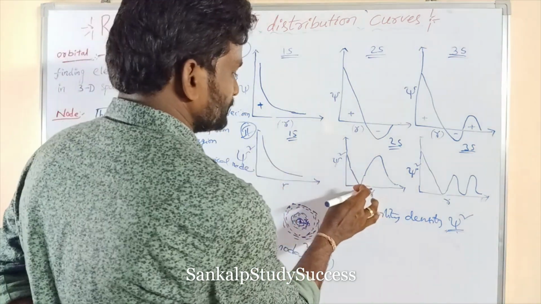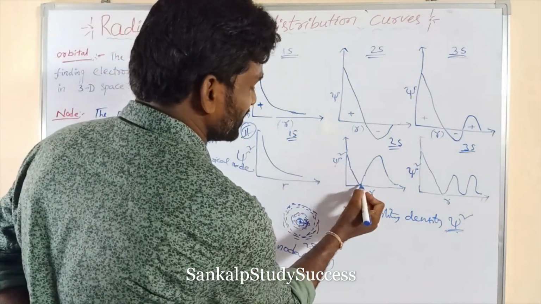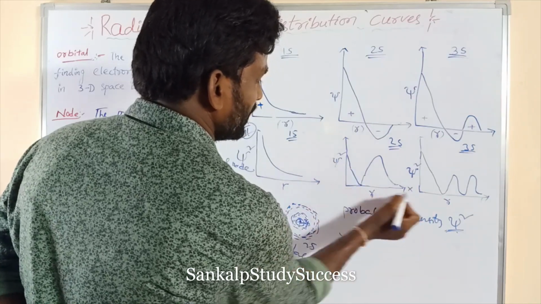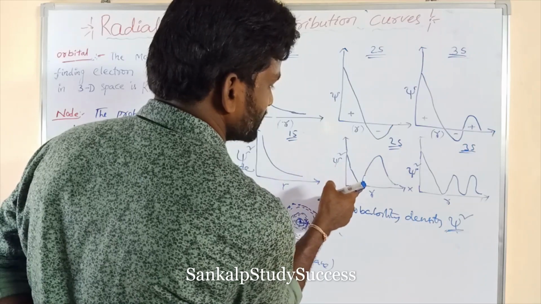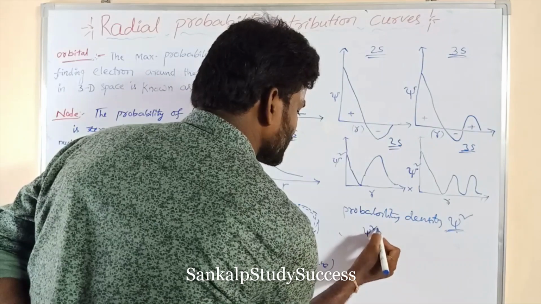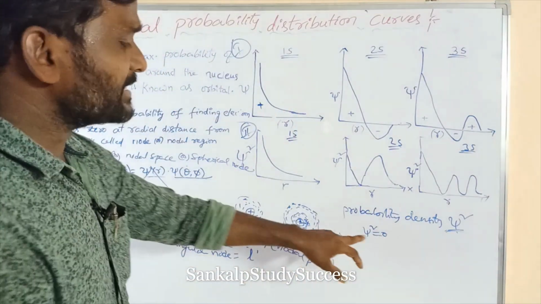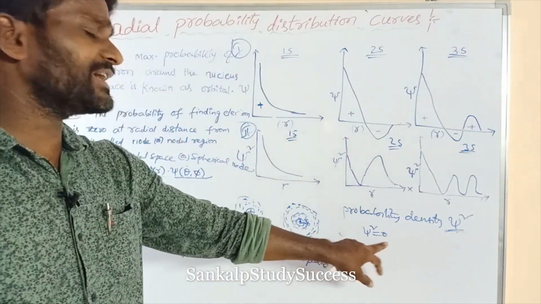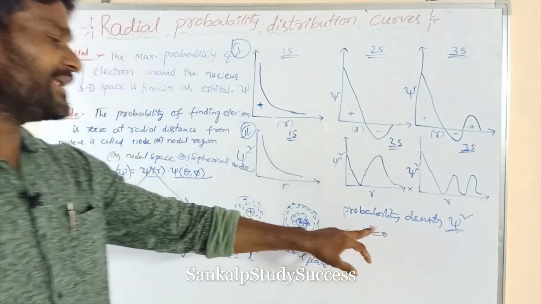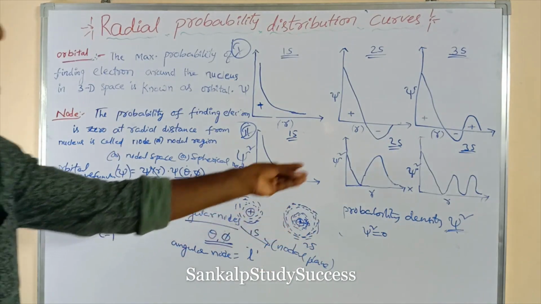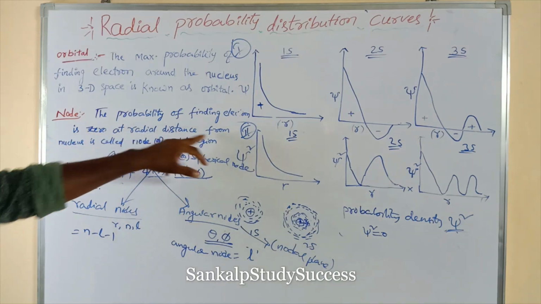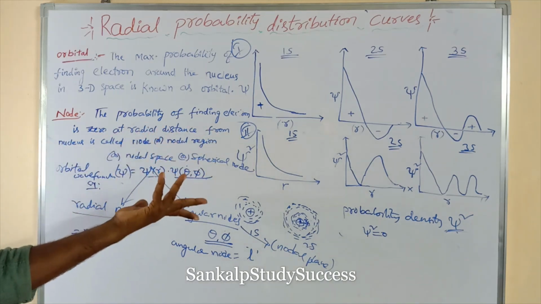So according to this graph, the psi square curve touches the x-axis. That means here psi square is 0. Psi square equal to 0 means the probability of finding electron is 0. The radial distance at which the probability of finding electron is 0 is said to be a node. The probability of finding electron is 0 at a radial distance from the nucleus is called a node.